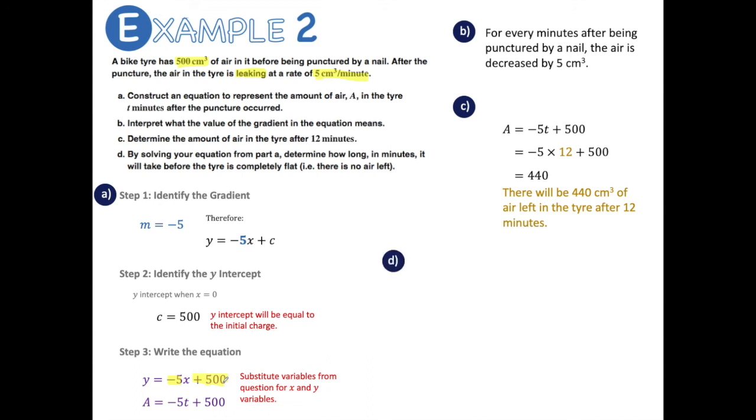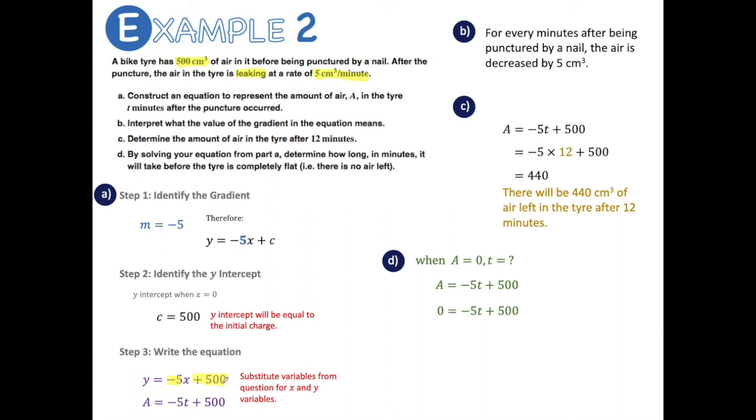And finally, having a look at part D, it wants us to determine how long in minutes it will take before the tire is completely flat. So how long will it take for there to be no air left in the tire? This time, it's not asking us to calculate the amount of air, it's asking us to calculate the amount of time. So our air value is going to be 0. When our A value is 0, what does our T value equal? We can do that by substituting those values into the equation and then solving it. So A equals -5t plus 500, so 0 equals -5t plus 500.